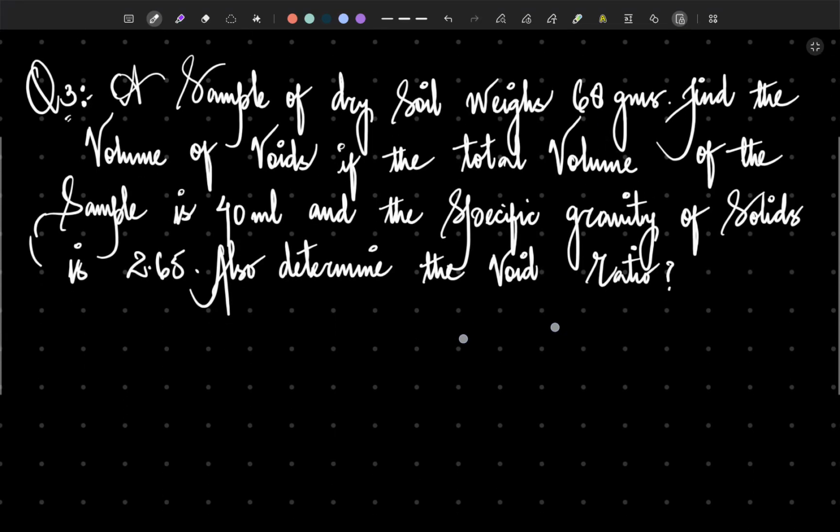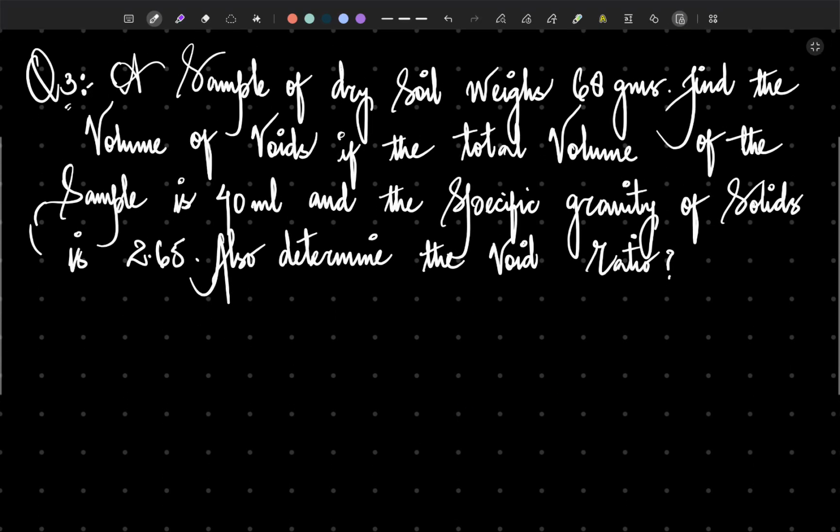Moving on to the next one. All right. Question is, a sample of dry soil weighs 68 grams. Find the volume of voids if the total volume of the sample is 40 milliliters and the specific gravity of solids is 2.65. Also determine the void ratio. All right. So this is the question.